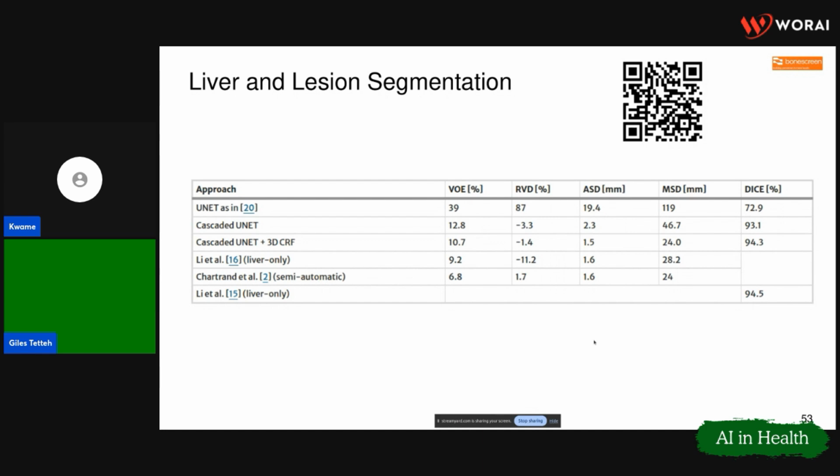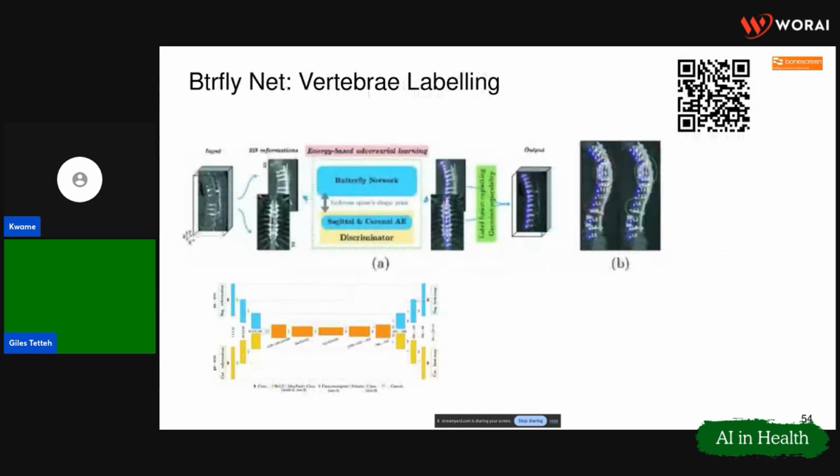So another example of an AI or machine learning task in medical imaging. Then we look at this other task, which is vertebral labeling. The first one, we did segmentation. Here, we want to label the vertebra in the human body.